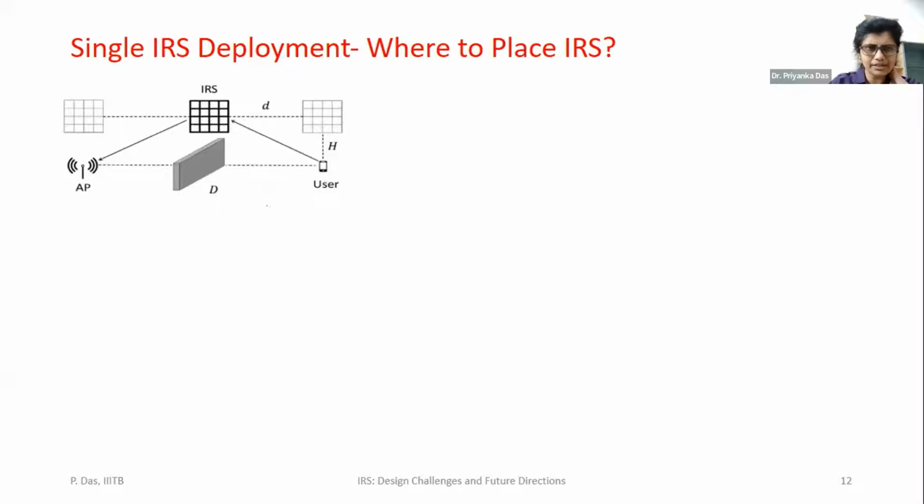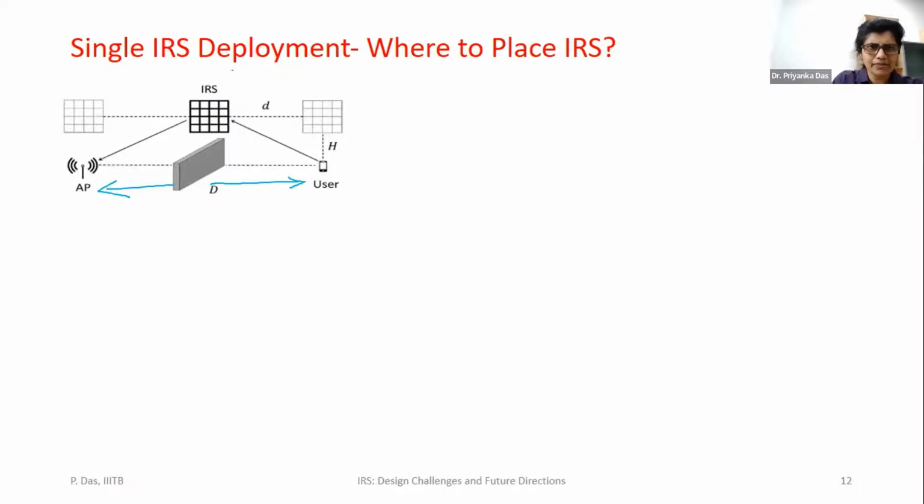So what is happening here? The question we are asking is the following: you have an AP, you have a user, and you have a direct link. It might be there, might not be there. There might be an obstacle, which is shown here. And the distance between AP and the user is capital D.